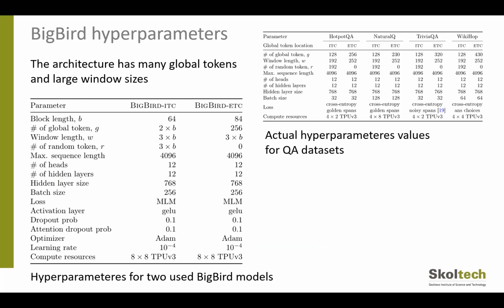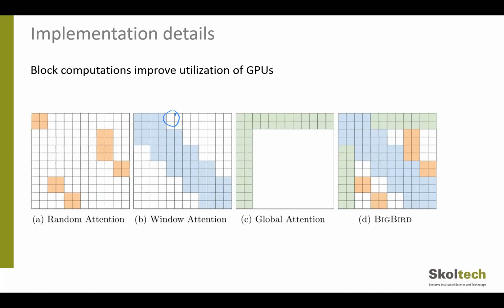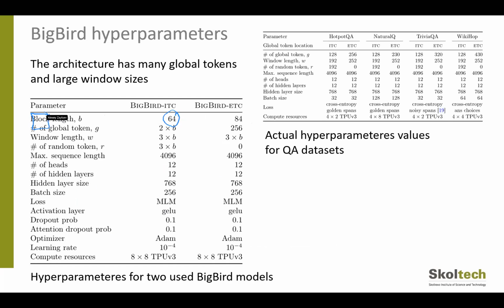We also should devote some time to discussion of hyperparameters for Big Bird. In general, they recommend block lengths of 64. This was introduced here and here. This is the size of the block, and we calculate all other hyperparameters on the basis of the block size b. For example, the number of global tokens is 2 times b, the window length is 3 times b, and the number of random tokens is 3 times b.